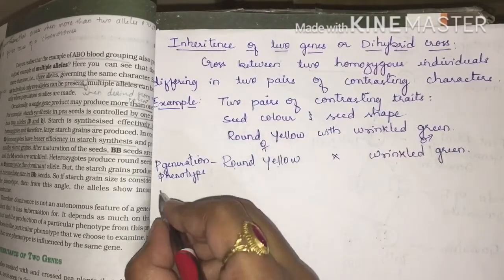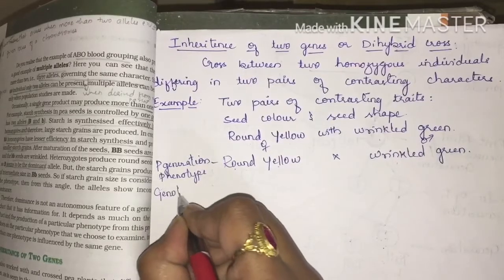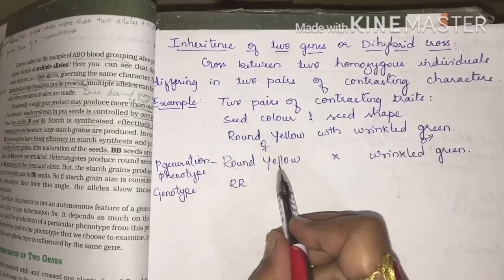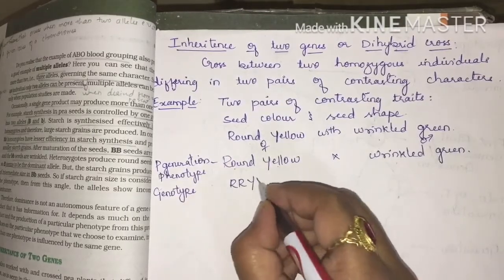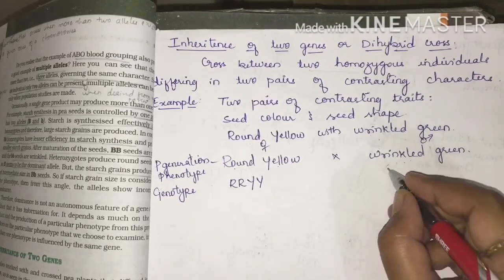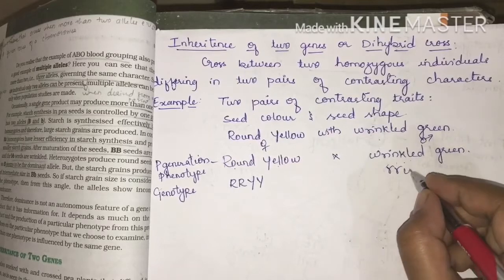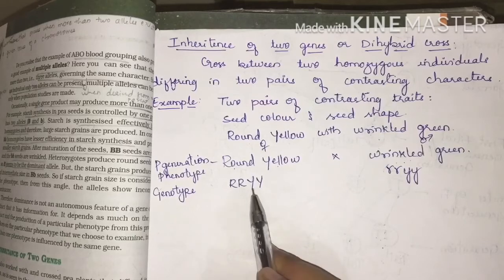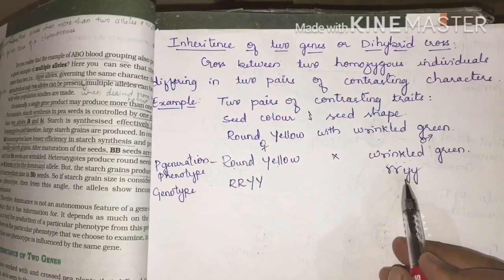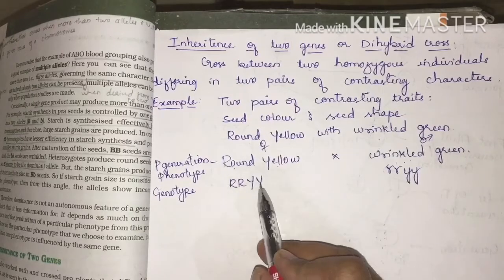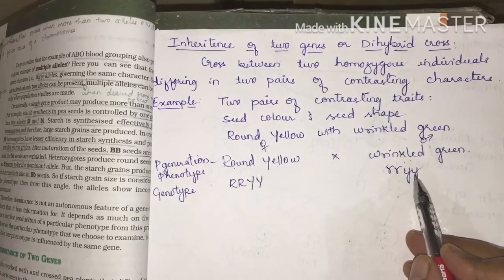Now for round we have to give the genotype. The genotype of round has been chosen as capital R, and for yellow it has been given as capital Y. For wrinkled green, the genotype is small r, and for green it is small y. We have already discussed that if we mention with a capital letter, it is dominant, and if we mention with a small letter, it is recessive. So it is very clear that round yellow is dominant and wrinkled green is recessive.